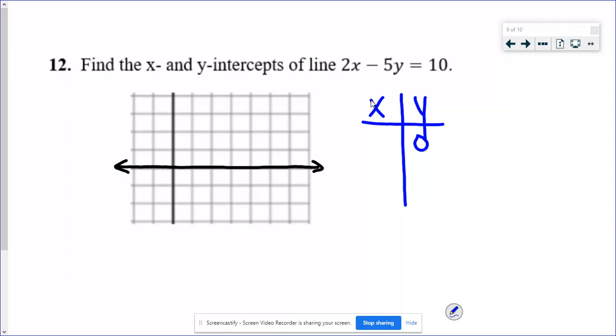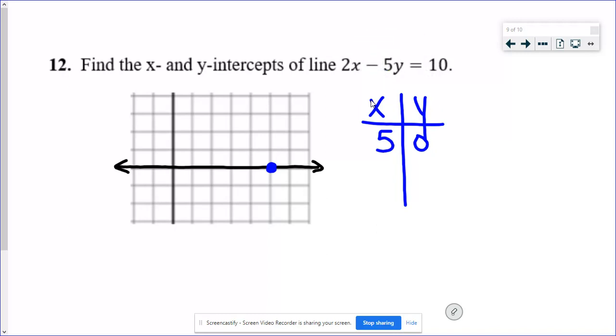If the y is 0, does it make sense that saying 5 times 0 right there is going to be 0, and subtracting that 0 doesn't do anything? Really, this whole part of the equation just kind of goes away. So I'm looking at 2x equals 10. Well, x equals 5 then. So 1, 2, 3, 4, 5. Right there is that x intercept.